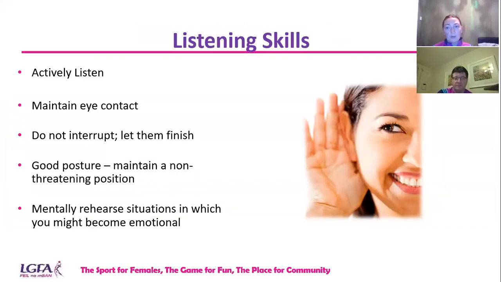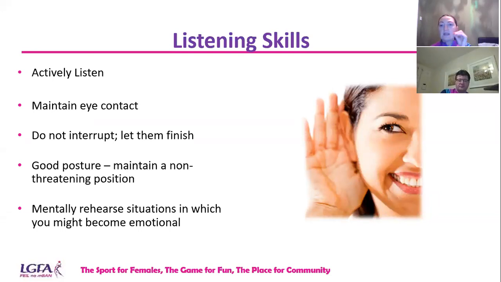But another big one that we don't often talk about is listening. As a referee, it's so important to actually listen and to be actively listening. Just don't be going, oh yeah, I know where you're going. Actually take a bit of time and hear what they have to say. Maintain eye contact while you are listening. Don't interrupt. Let them finish what they've got to say, and then you're clarifying. I think that's the key to listening. You've heard the message they're trying to deliver.